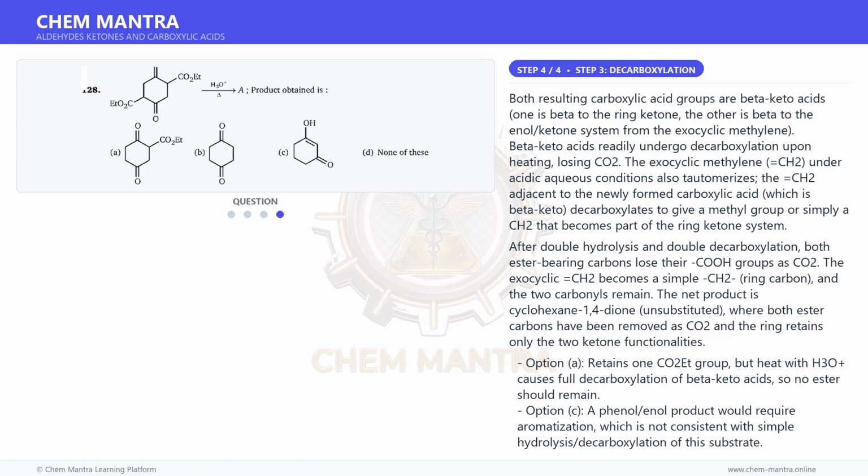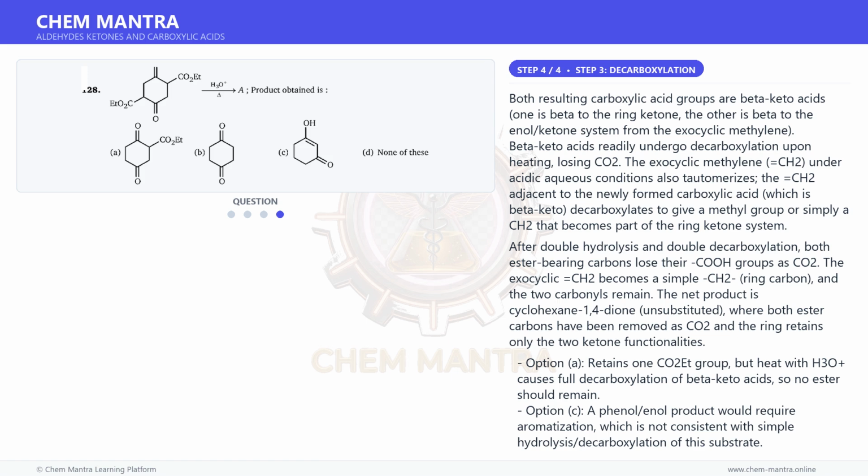The exocyclic methylene =CH2 under acidic aqueous conditions also tautomerizes. The =CH2 adjacent to the newly formed carboxylic acid, which is beta-keto, decarboxylates to give a methyl group or simply a CH2 that becomes part of the ring ketone system. After double hydrolysis and double decarboxylation, both ester-bearing carbons lose their CO2H groups as CO2. The exocyclic =CH2 becomes a simple CH2 ring carbon and the two carbonyls remain.